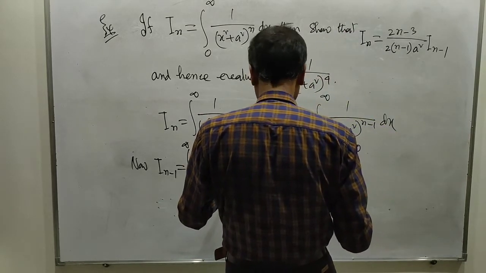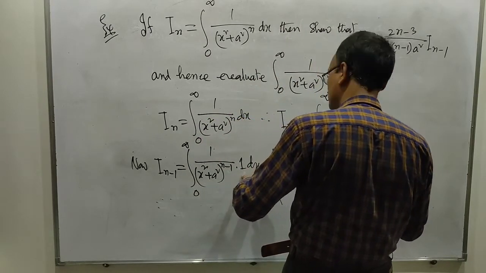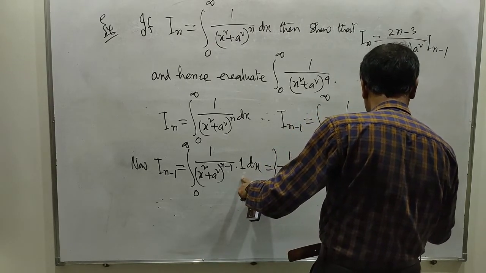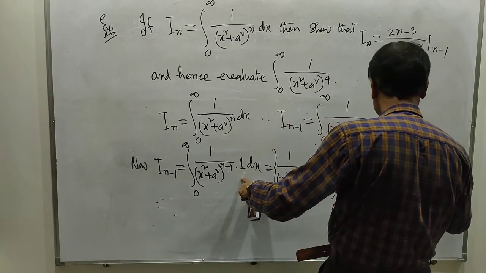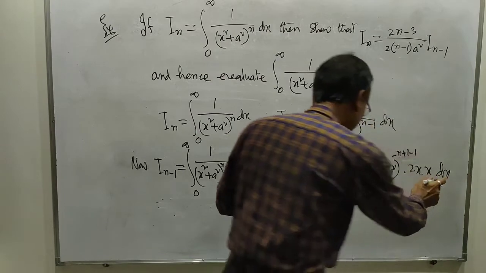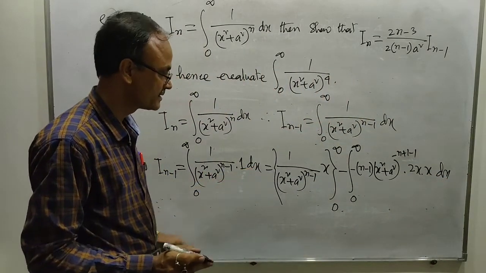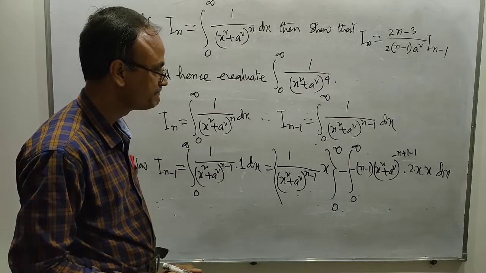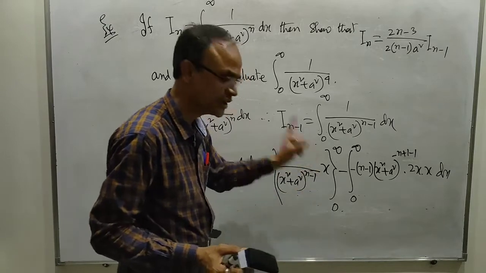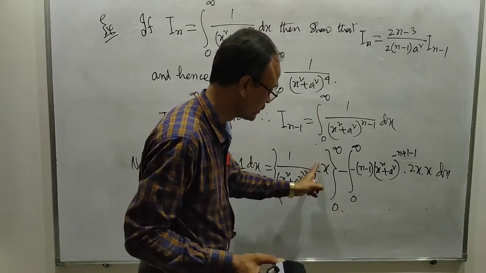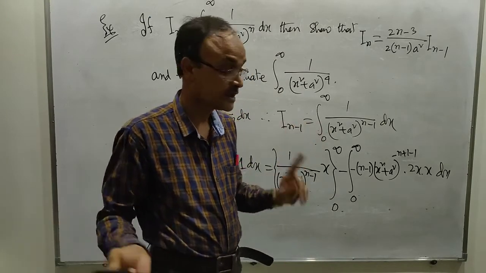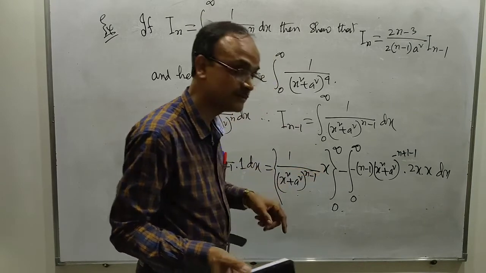You know, the integration of the first function and the differentiation of the first function will be equal to minus (n minus 1) into (x square plus a square) whole to the power minus (n minus 1) minus 1 into twice x, again x, which is the integration of 1. Now notice that if you put x is equal to 0, it will be 0 divided by a non-zero number. It will be 0.